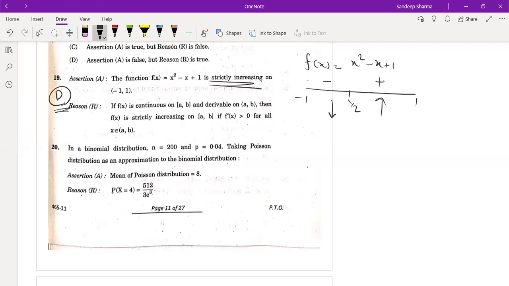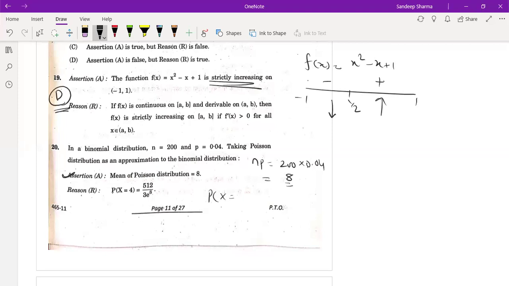In a binomial distribution, n is equal to 200 and p is equal to 0.04. Taking Poisson's distribution as an approximation to the binomial distribution, the mean of the Poisson distribution is equal to 8. We know that mean is np. So 200 multiplied by 0.04, it's 8. Yes, the assertion is correct. Now the reason.